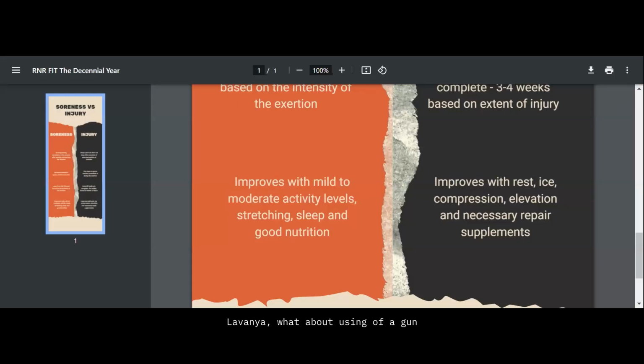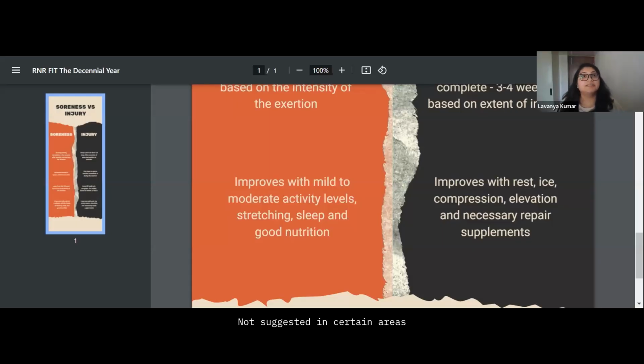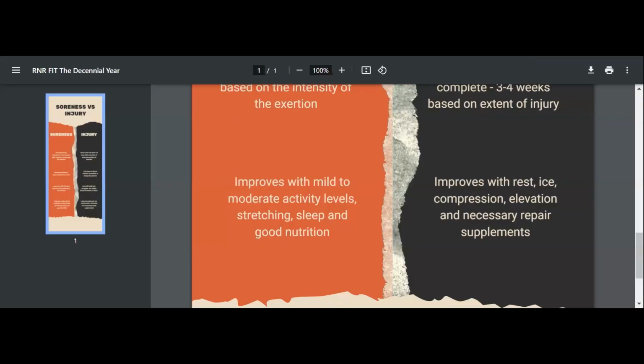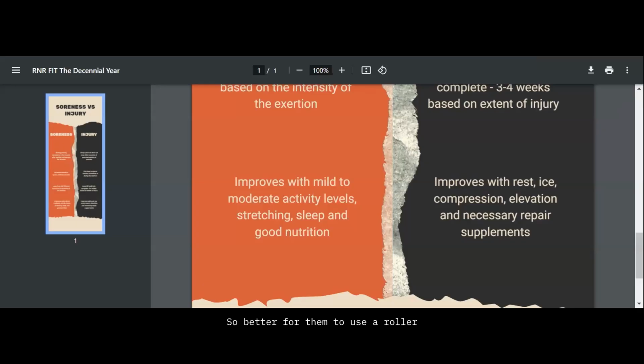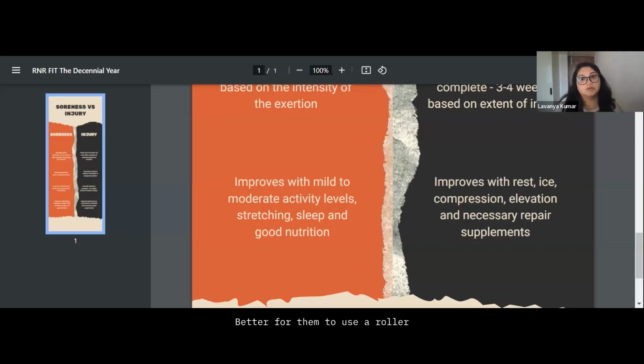Lavanya, what about using a massage gun? Not suggested in certain areas, and definitely not suggested for kids. Okay. The growth spurt concept of it. It's building, and we don't want to unnecessarily disrupt that process. So it's better for them to use a roller for tightness, and for parents to do the massages.